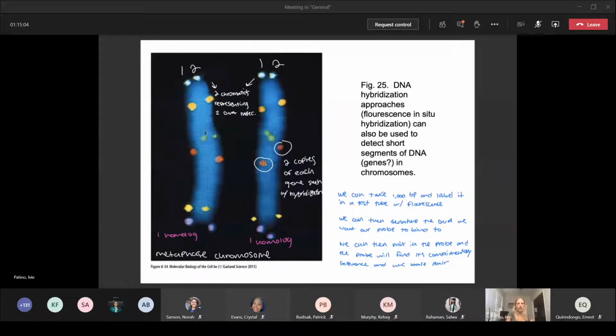So in this image, it might look like we only have 2 chromosomes here. We have 1 homolog from your mom and 1 homolog from your dad, but now we can see that we've targeted 2 copies of each gene. That means we have 2 sister chromatids in each of these homologs, which makes sense because we know that we need to use metaphase chromosomes whenever we're taking a karyotype.